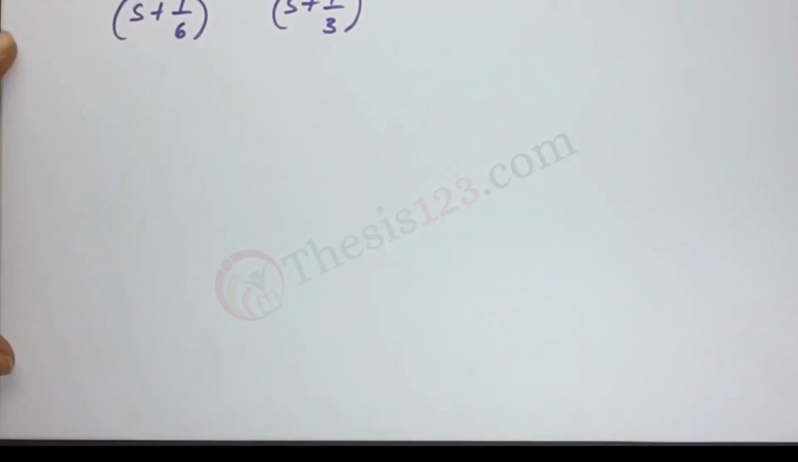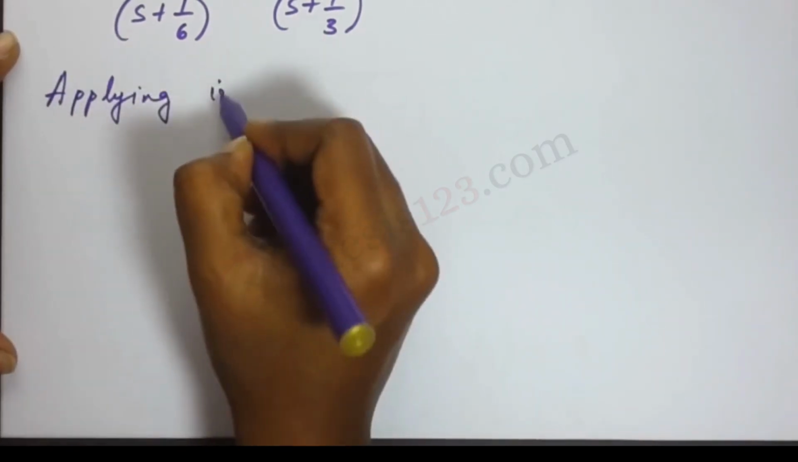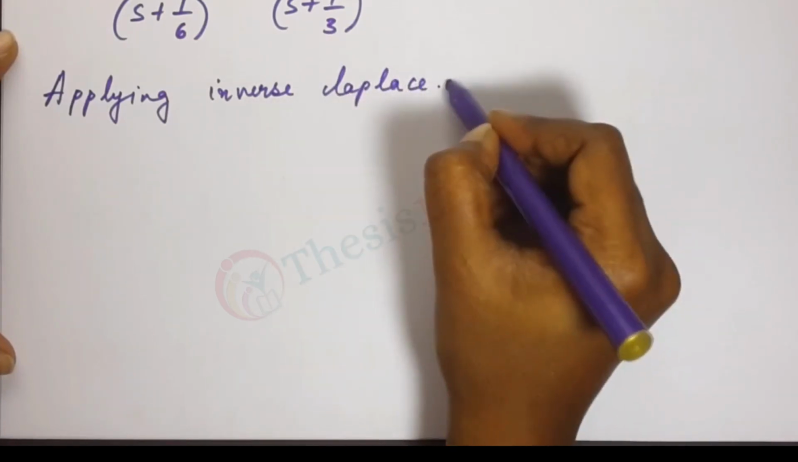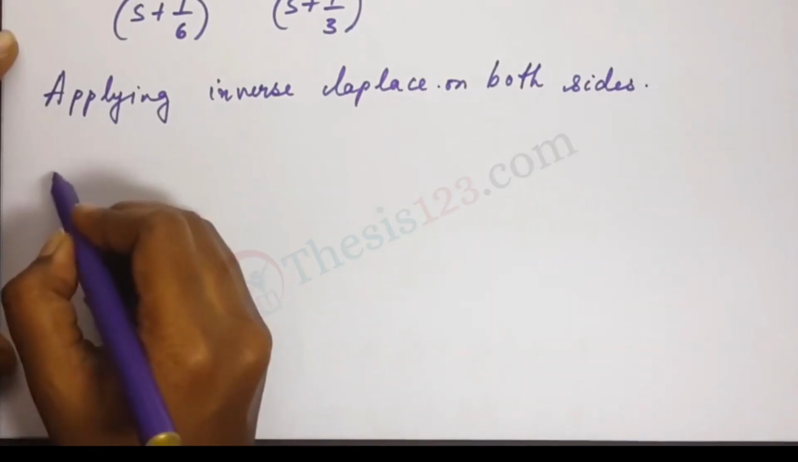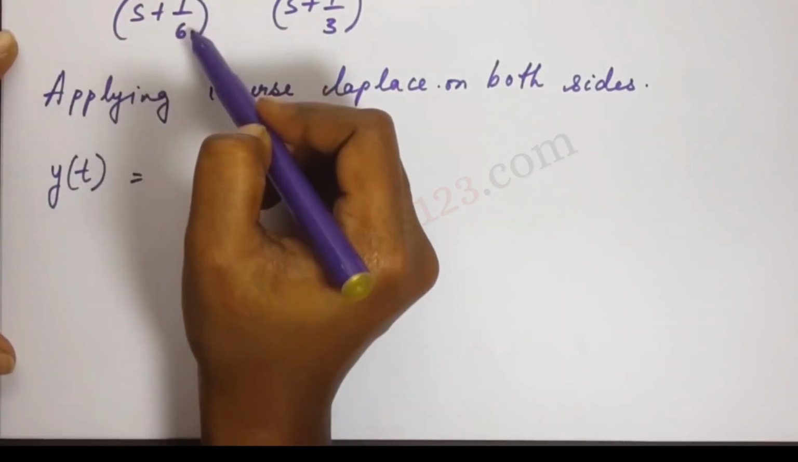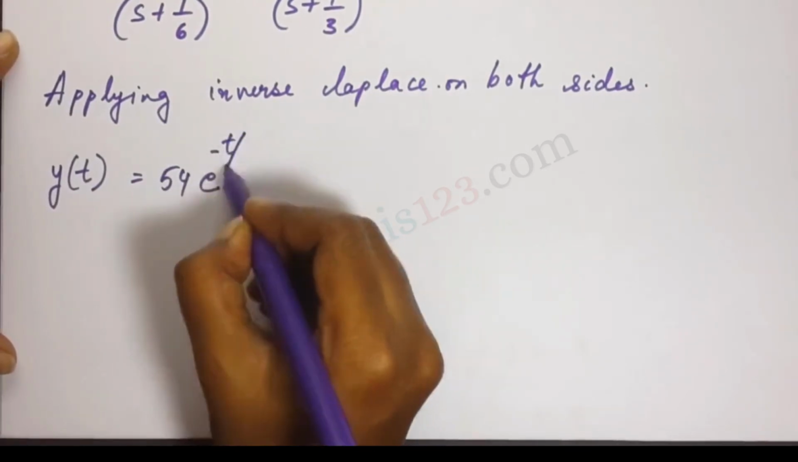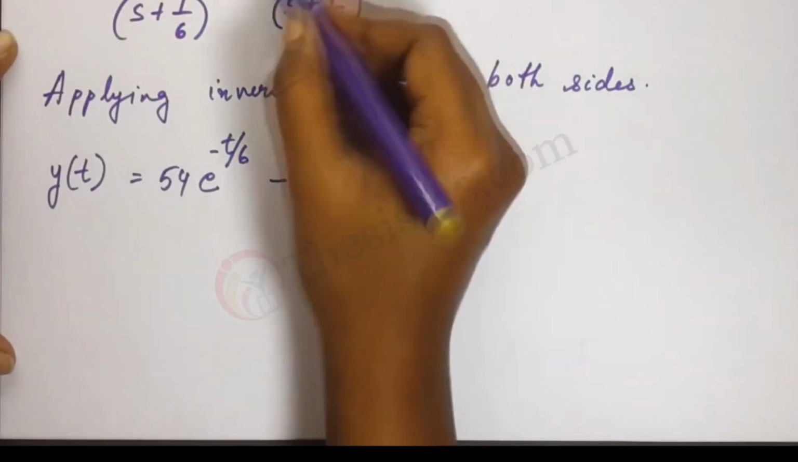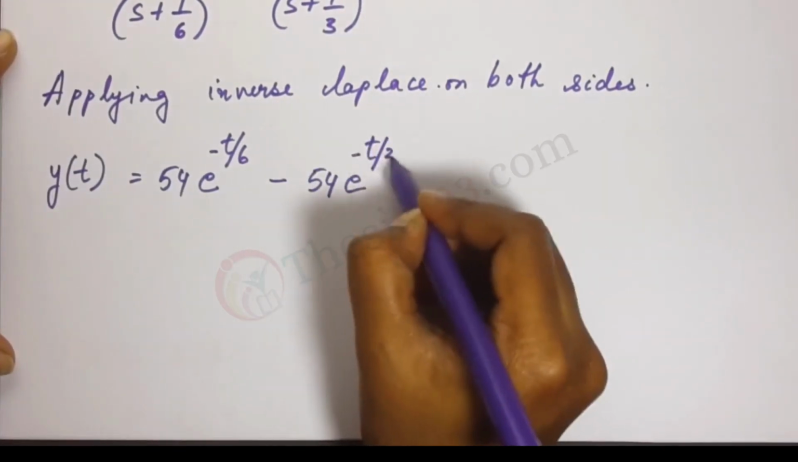Now we take the inverse Laplace. Applying inverse Laplace on both sides, we get y of t is equal to, now 54 divided by (s plus 1/6) gives 54 e to the power minus t/6, minus, now the inverse Laplace of this term is 54 e to the power minus t/3.